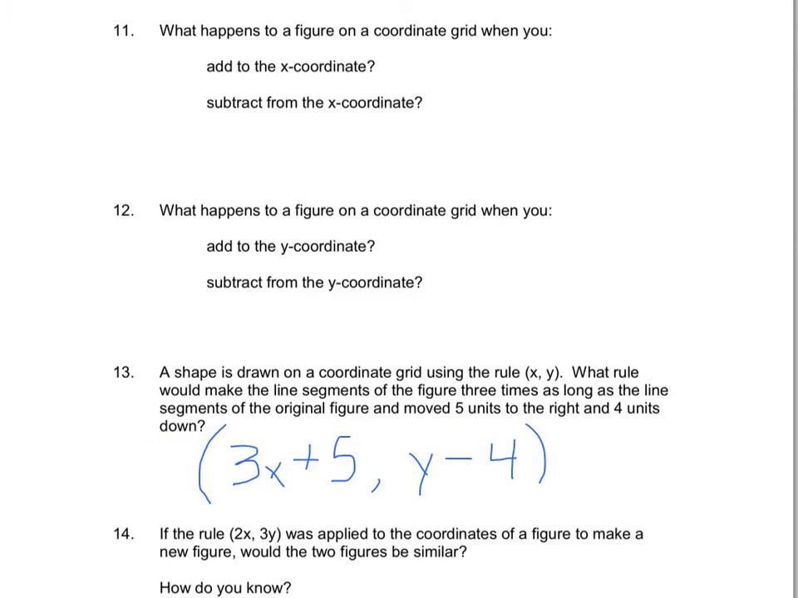So that means that for rule (x, y), I would say since the figure is 3 times as long, that means I multiply x times 3. And if it's 5 units to the right, I add 5. And it doesn't say anything about getting higher, so I just leave y the way it is. And it needs to move 4 units down, so minus 4.